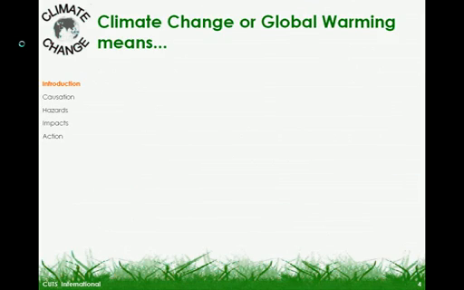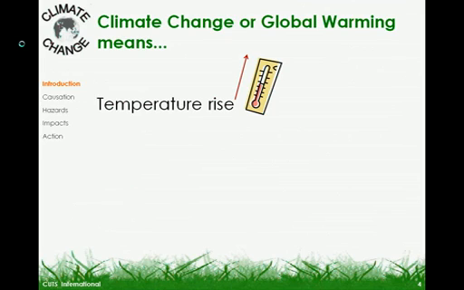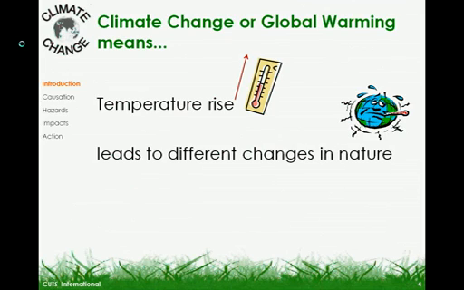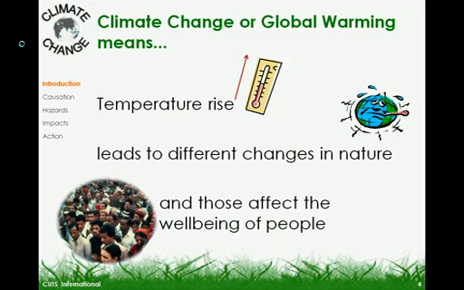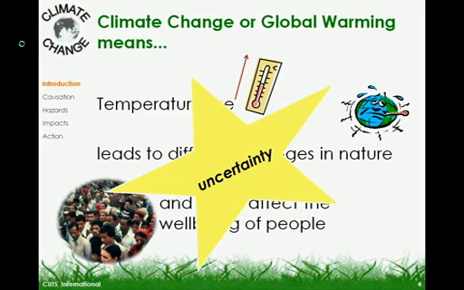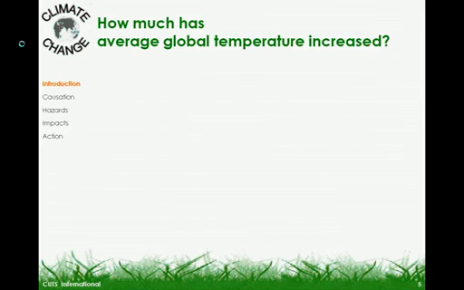Climate change or global warming means temperature rise. This leads to different changes in nature, and those affect the well-being of people. But it is not certain how much global temperatures will rise and to what extent this will affect nature. But what is certain is that, due to a rise in temperatures, the frequency and intensity of climatic hazards will increase.